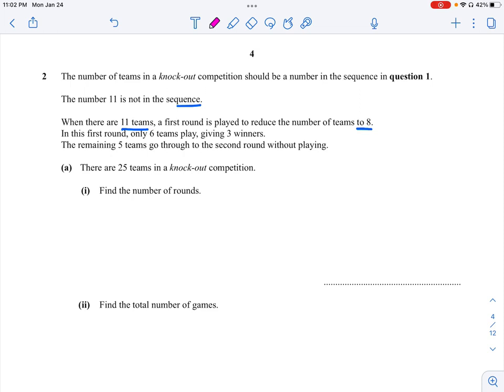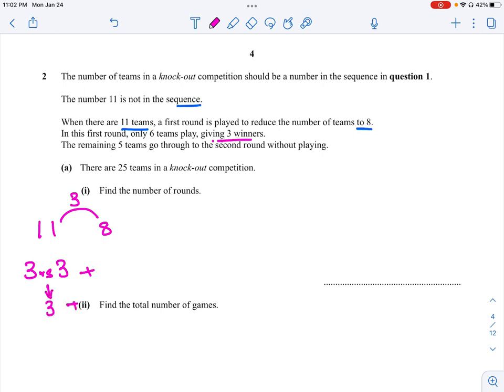In the first round, only 6 teams play, giving 3 winners. So 11 teams are there, and they want to make 8. So they have to take 3 teams. So they pick 3 teams. In order to make these 3 teams play, they should pick another 3 teams. So 3 versus 3, 6 teams have been taken out. So out of this, I get 3 winners.